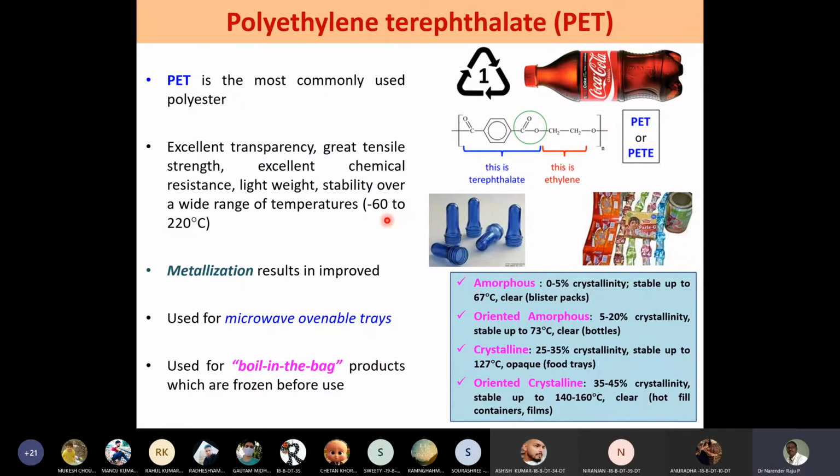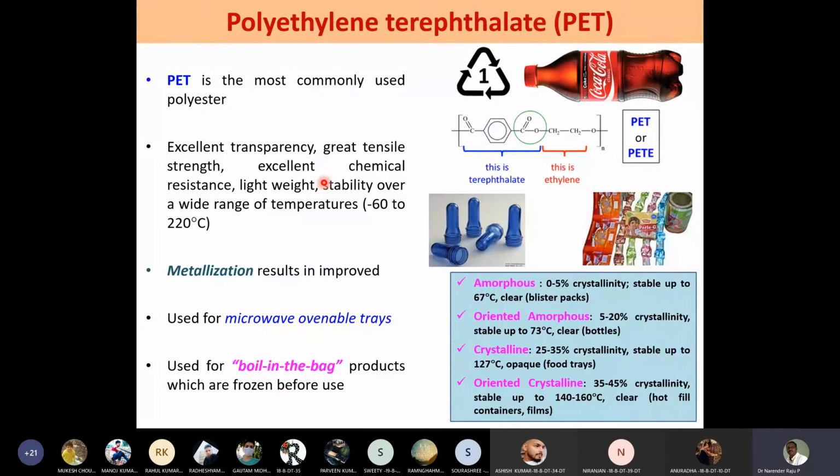This itself will speak about the popularity of the material, and another important aspect of this material is its excellent chemical resistance. Now, last year, that is 2019, there was a survey and study conducted by the Food Safety and Standards Authority of India, where they exclusively studied the safety aspects of PET.